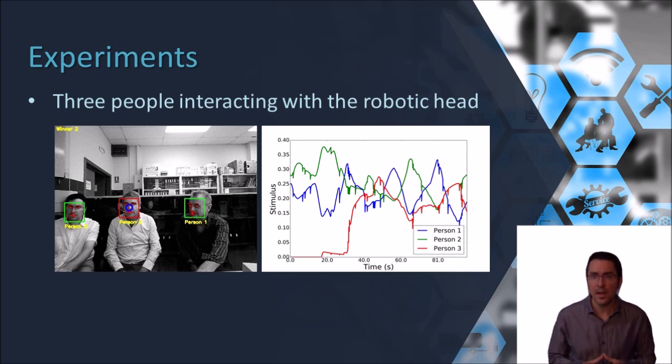In this slide we can see 3 people who are interacting with the robot, and on the left we can see with a red bounding box over the face the winner of the competition, and on the right we can see the dynamic behavior of the competitive neural network.